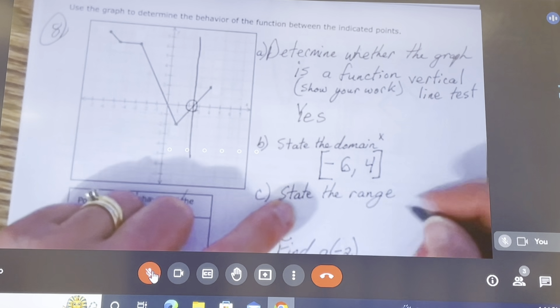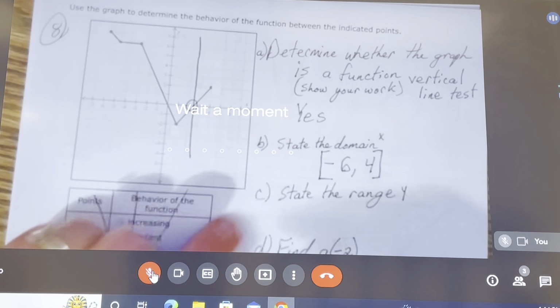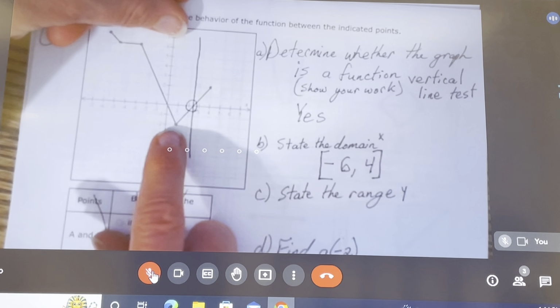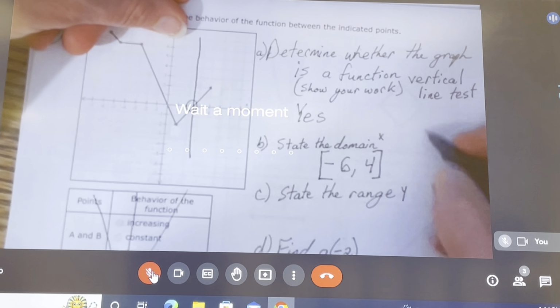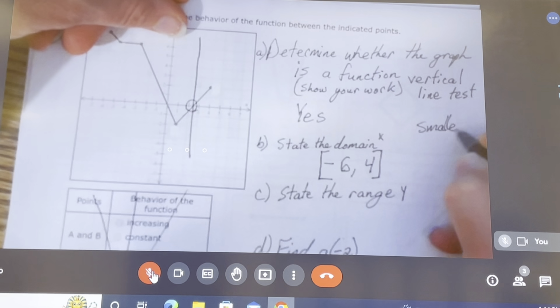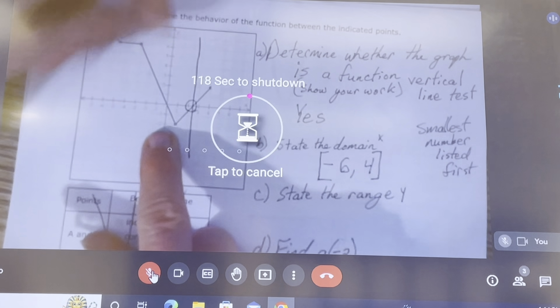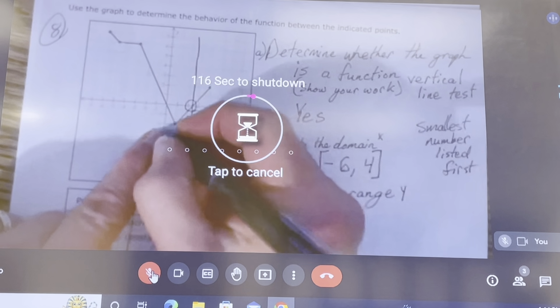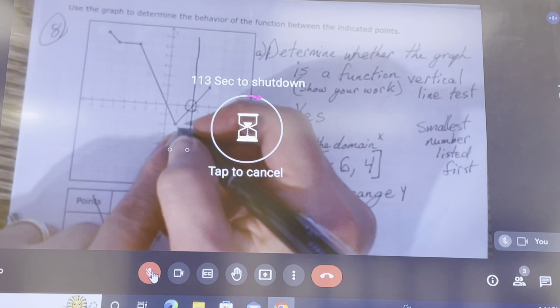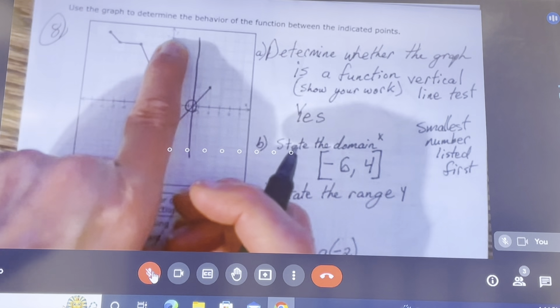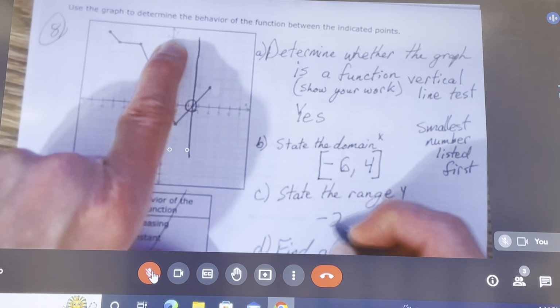Stating the range. The range is talking about what Y values I would expect to be at and see part of my graph. Again, smallest value goes first. Smallest number listed first. Okay, so the smallest number I would use on the y-axis and expect to have a point across from it on either side is -2. Going up the y-axis at 7, I no longer have a point.